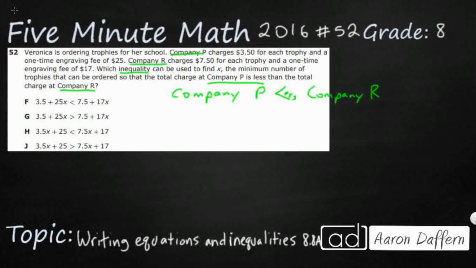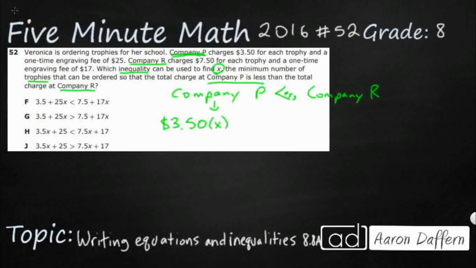Now what I'm going to do is fill in what I know about Company P. So look at Company P right here. Goes back up here, charges $3.50 for each trophy, and X is the number of trophies. So I need to view this as kind of like a slope-intercept form, because there's this $3.50, so I'm going to replace this Company P right here. So it's $3.50, right, for each trophy, and X is the number of trophies. So I'm going to multiply that by X.